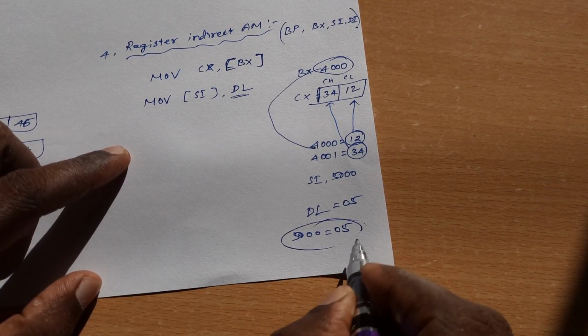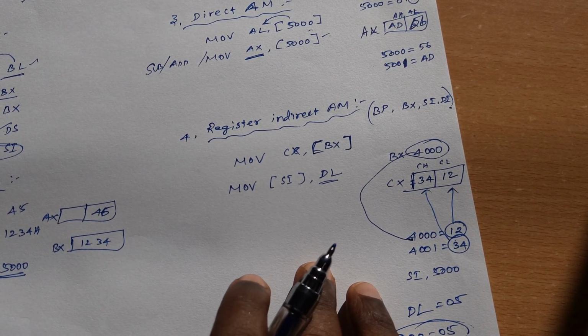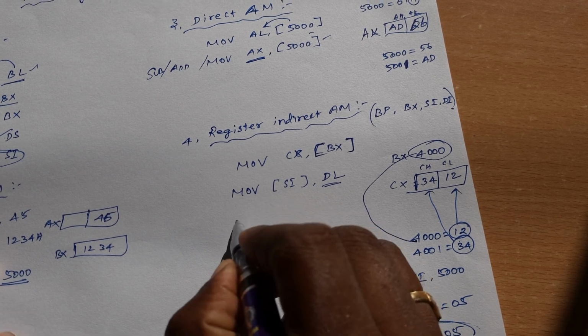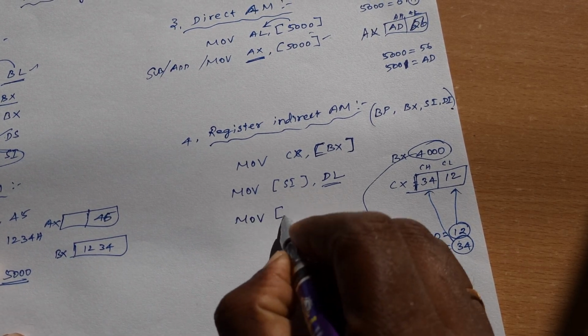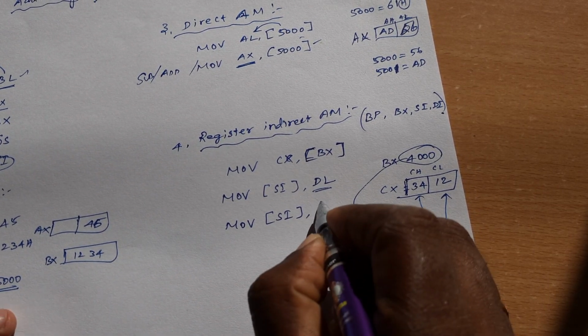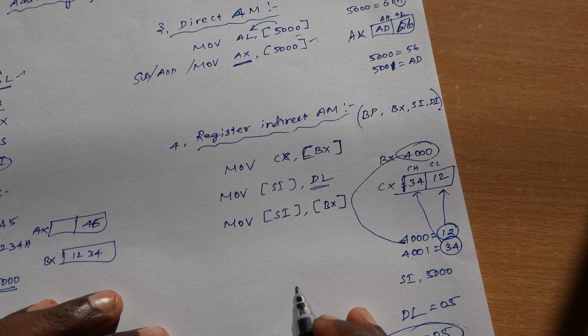So that is the meaning. Understood? So these are the examples of register indirect addressing mode. And one more important thing is that this kind of instructions are not possible for all the other operations except string.